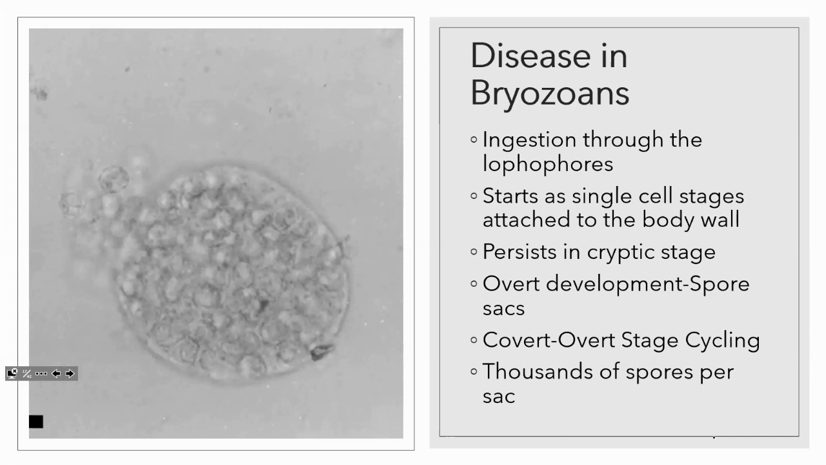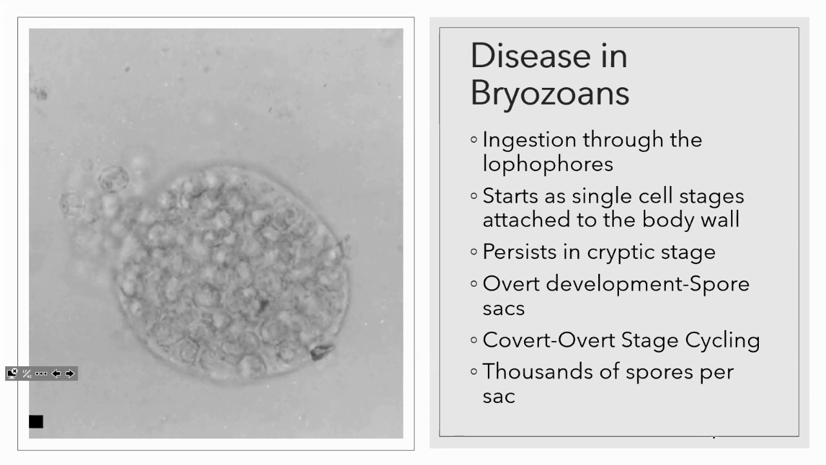So let's talk about what happens when these tiny stinging cells that we know as myxozoans occur in bryozoans. As we talked about, bryozoans have those lophophores, right? They gather the organic materials floating through the water, and this leaves them susceptible to these myxozoans. Myxozoans are actually ingested through the lophophores, specifically T. bryo. Now, once inside the bryozoan cavity, the single cell stages attach themselves to the bryozoan body wall and sort of sit dormant for a while. They can persist in this cryptic stage for long periods of time as just a single cell.